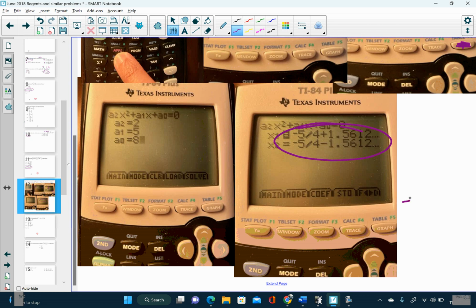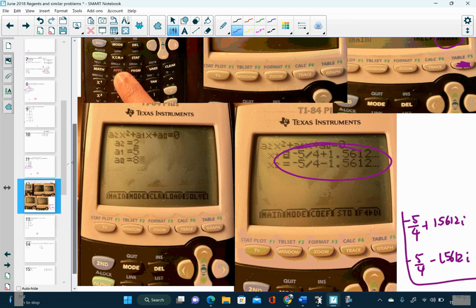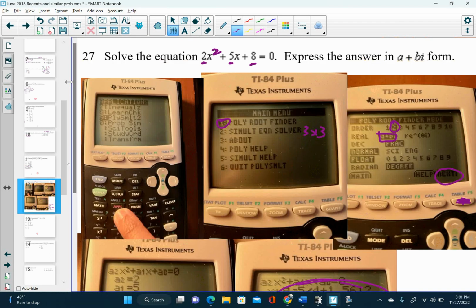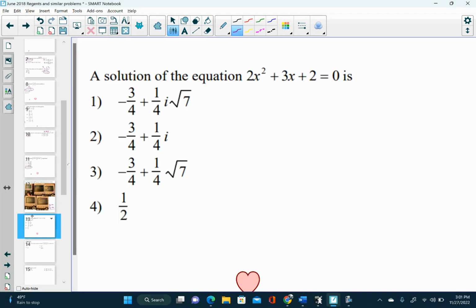So negative 5 over 4 plus 1.5612 and so on i. Okay, and then the next one is negative 5 over 4 minus 1.5612 and so on i. Okay, so those are your two answers, and if you do that, you will get at the very least partial credit, if not full credit. Okay, so I'm going to ask you to go ahead and try this one right here. Same steps.